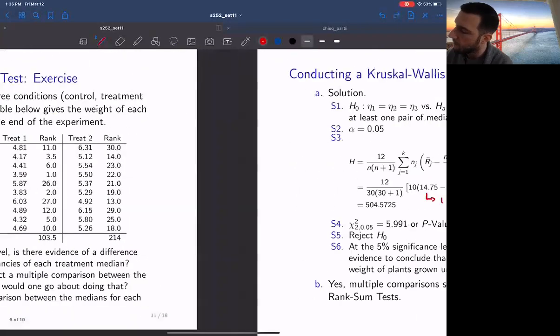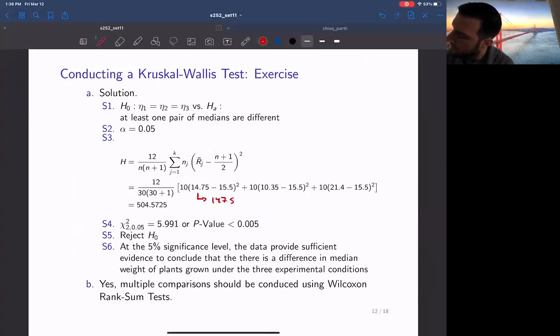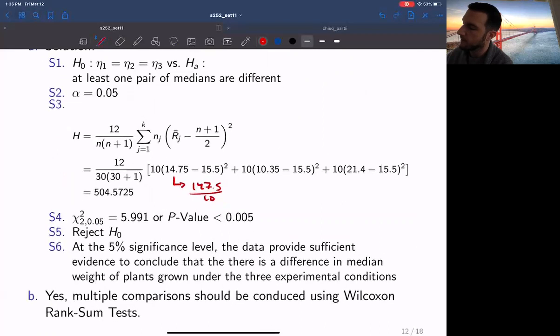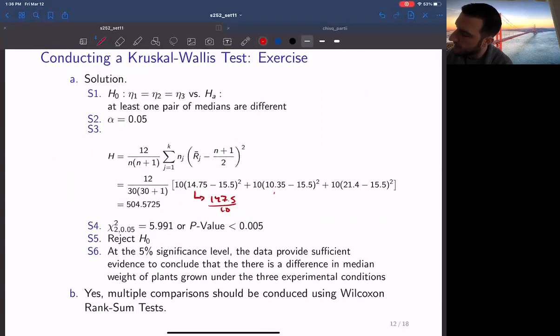Which is 147.5 over 10, right? Then we have 10.35, which is 103.5 over 10. And then we have 21.4, which is 214 over 10. Right. In this case, our test statistic is 504.5725. So that's very large.